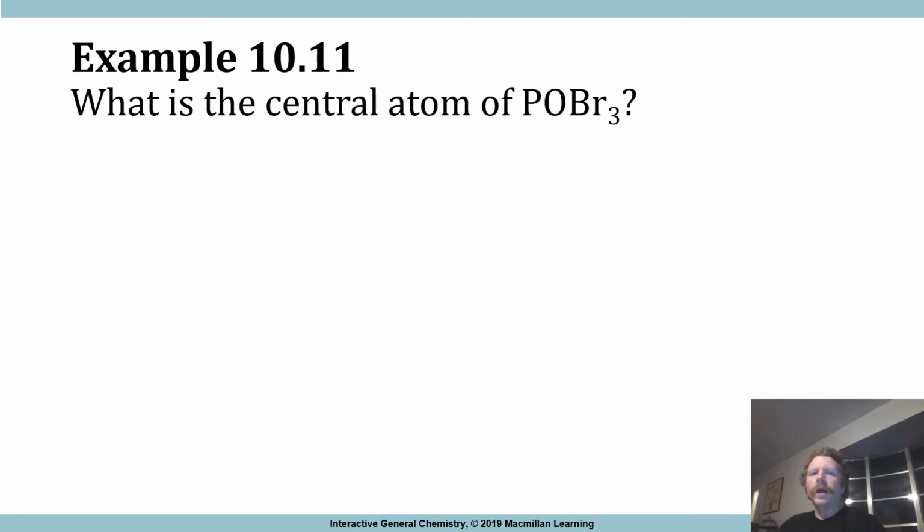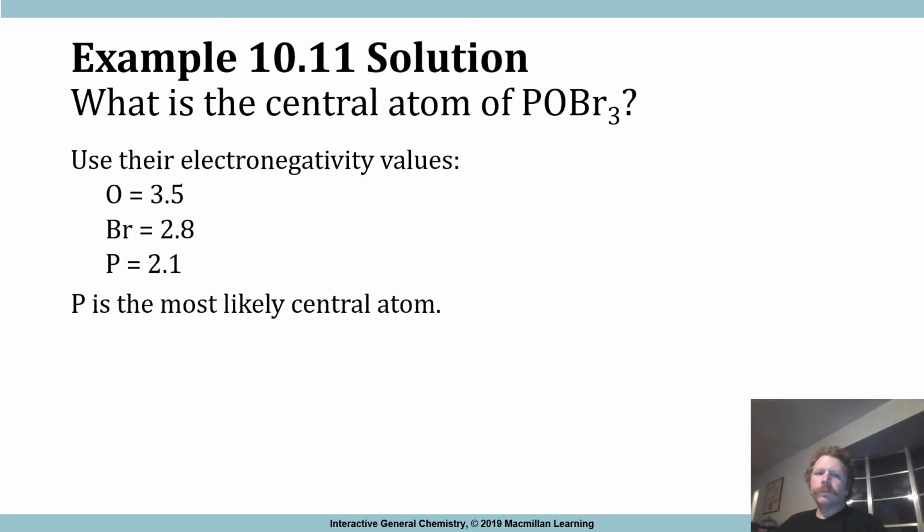Okay, so if we look at what's the central atom of POBr3, well, here are the electronegativity values. We've got a winner, phosphorus, 2.1. I don't expect you to know these numbers. These would be provided to you. This is just a rule: which one's going to be the lowest one, and place it. One other thing that you'll notice is, what's the first atom listed? Phosphorus. So we had two ways of picking phosphorus as our central atom there.